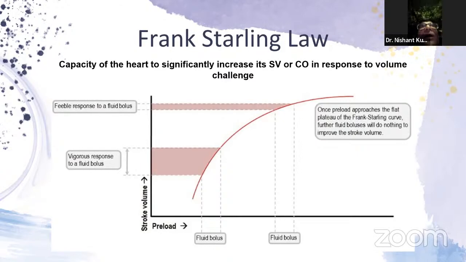Compare it to a spring. When you compress a spring, it bounces more. But if you stretch it too much, the flexibility or the bouncing ability of the spring is lost. That is basically an analogy to the Frank-Starling law as it applies to the heart. So as you can see in this, this is a heart, and as you give the bolus, the contractility decreases even if you increase the fluids.